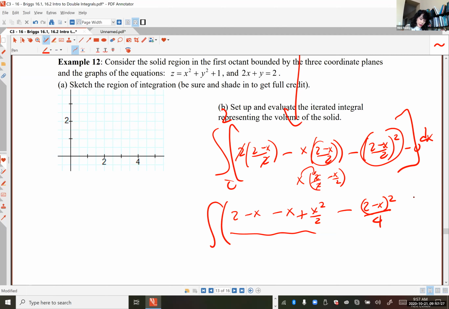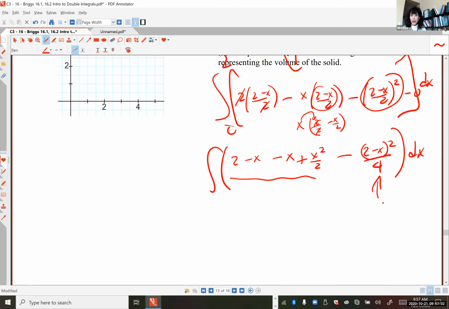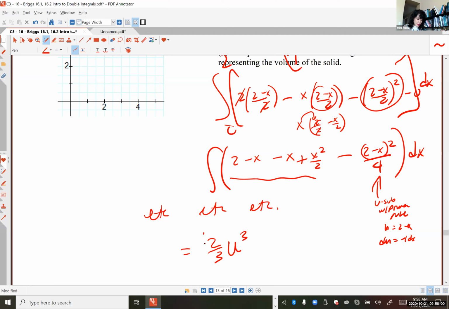You have 2 choices to deal with that last term. You can either expand it and multiply it out, FOIL it and get all the little terms, a big old polynomial or whatever. Or you can use u-sub with the power rule. It's up to you how you want to treat that last term, where here you let u be 2 minus x, and then du is just negative 1 dx, and then you'd have u squared. So it's up to you. I'm just going to put et cetera, et cetera. It is a little bit of a pain in the butt, okay? Your final answer for this one is 2/3 units cubed, okay?